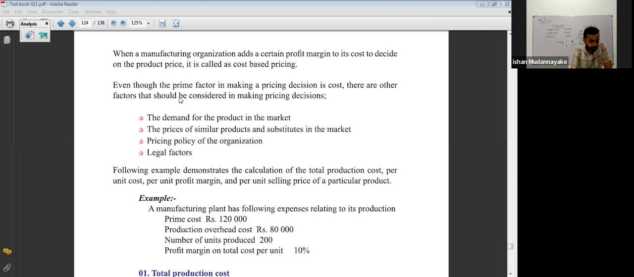Please highlight other factors that should be considered in making pricing decisions, and then please highlight demand for the product, and then highlight prices of similar products and substitutes, and then pricing policy of the organization, and then legal factors. Sometimes the examiner may ask you to write down 2 factors that should be considered when you are deciding prices of your product.